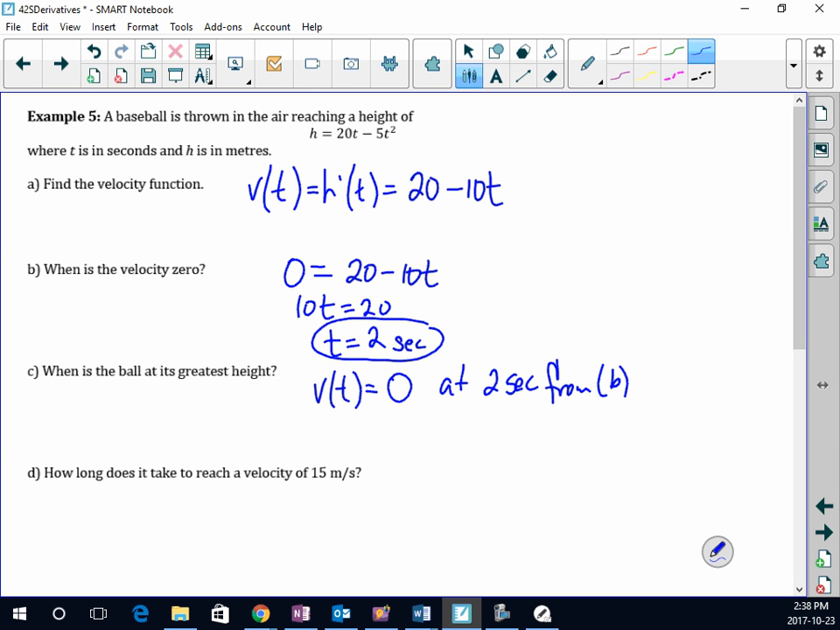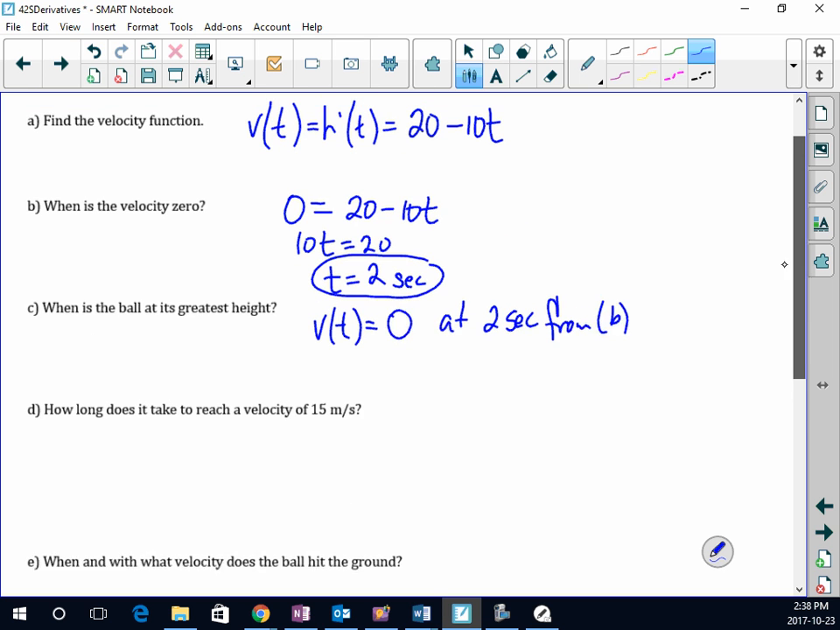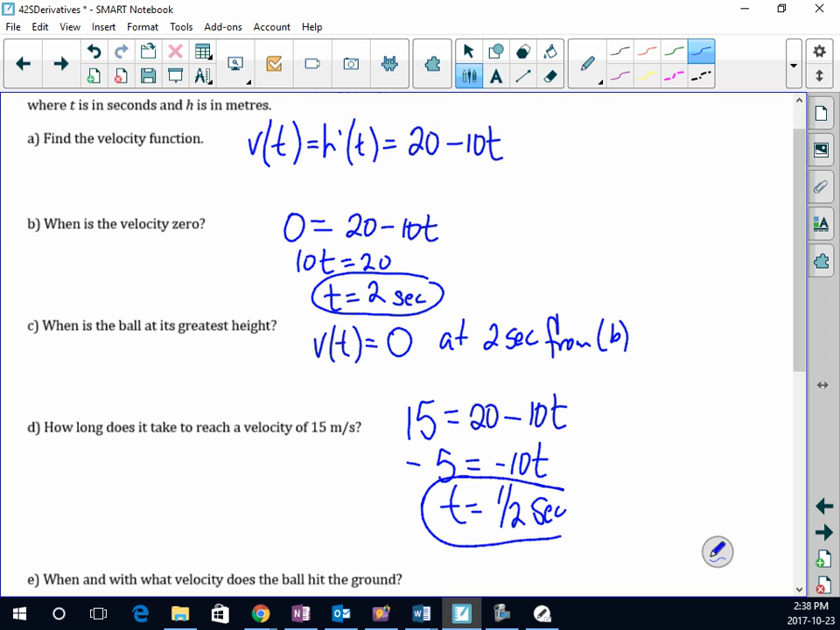Okay, so anyways, how long will it take to reach a velocity of 15 meters per second? So what do I do there? Plug 15 in for the v of t thing, right? So 15 equals 20 minus 10t. Does everybody know what I'm doing? So minus 5 equals minus 10t. So what does t equal? A half a second? Yes?